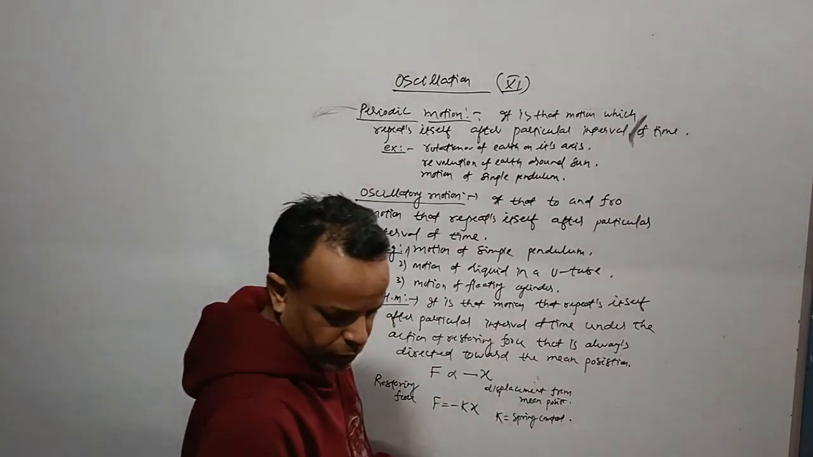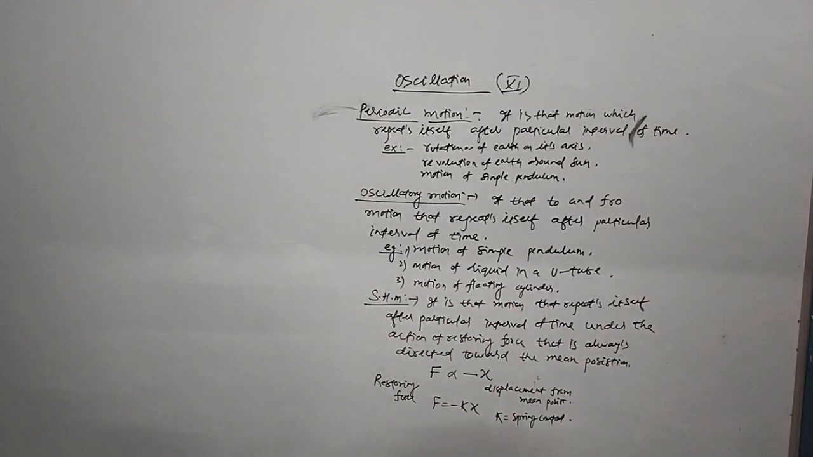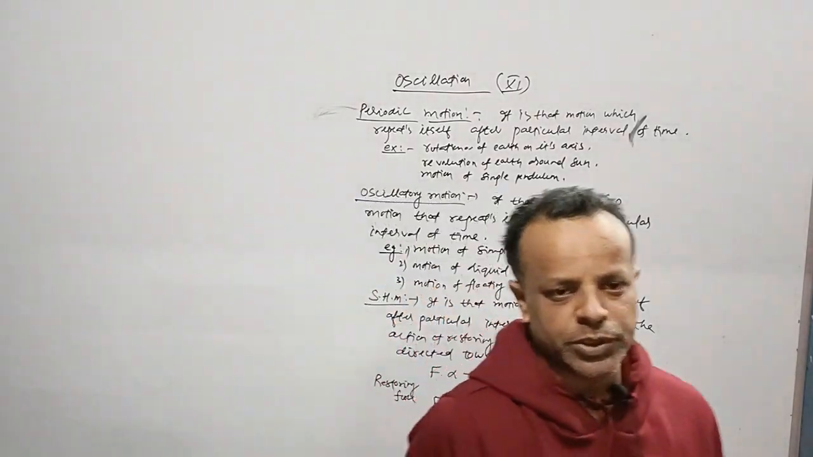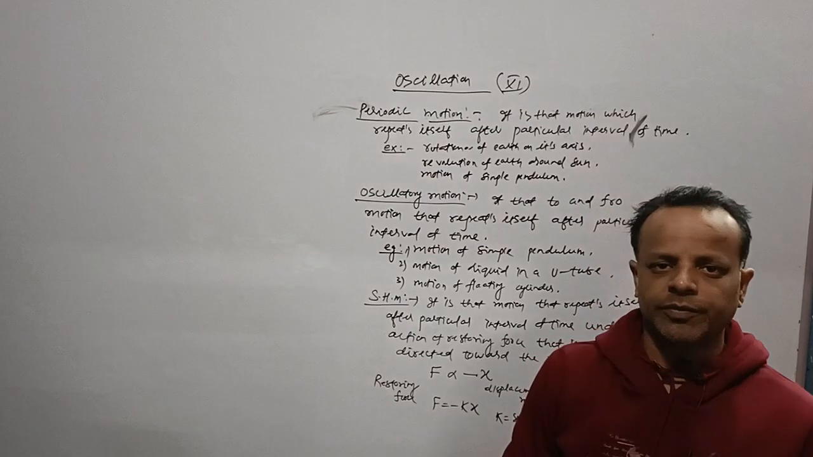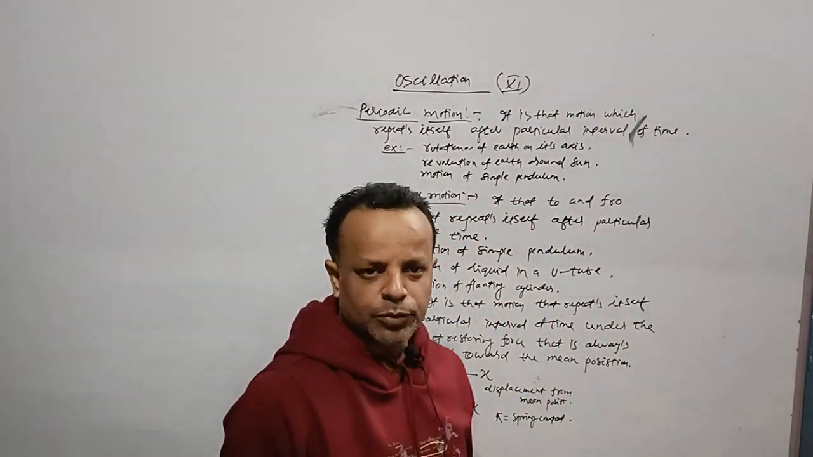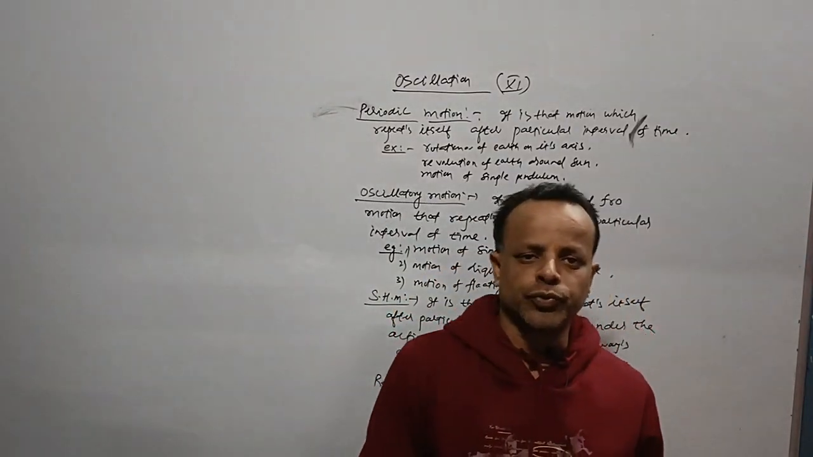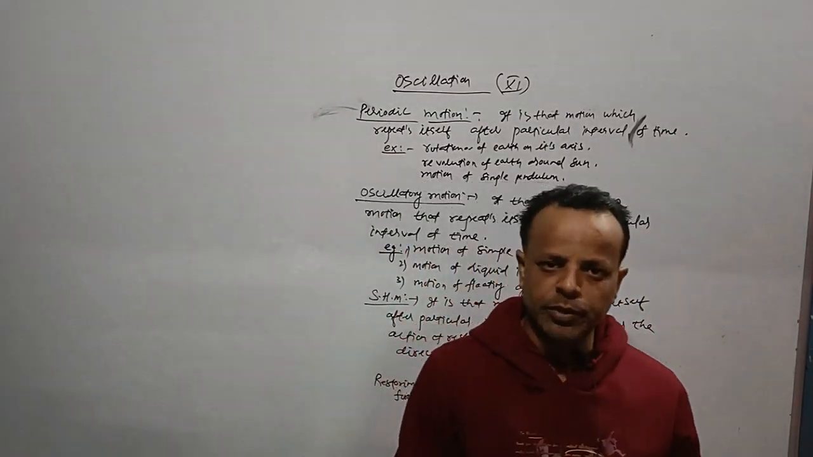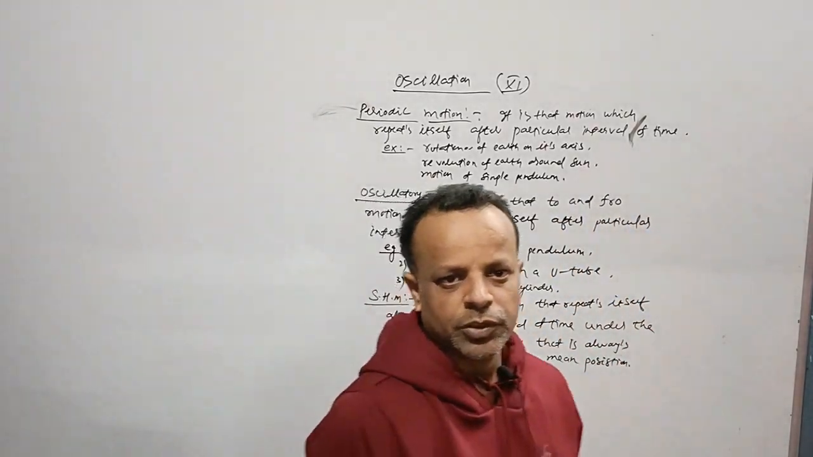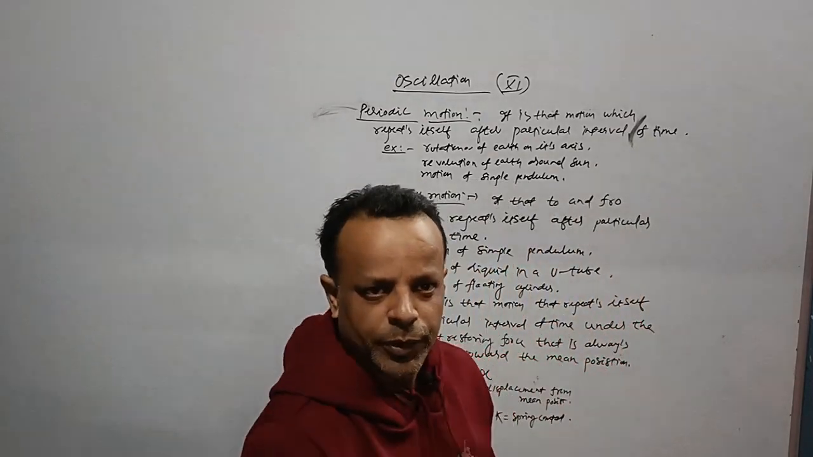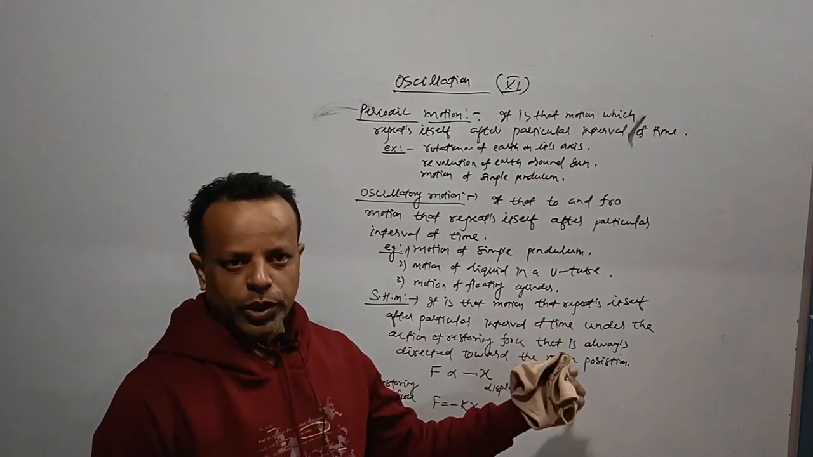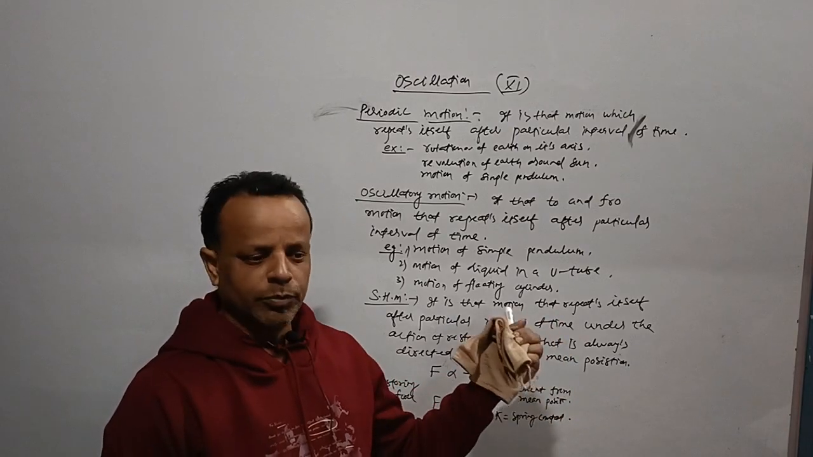Now we will move on to the next topic. It is very clear. First there is periodic motion. It is that motion which repeats itself after a particular interval of time. Then we have oscillatory motion. It is that motion which moves to and fro, back and forth about the mean position. Then we have SHM. It repeats itself after a particular interval of time, and it is always acting due to the restoring force that is always directed toward the mean position.